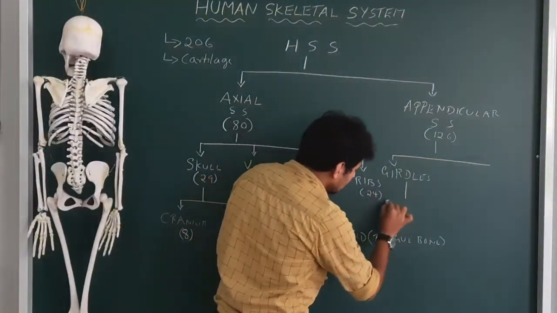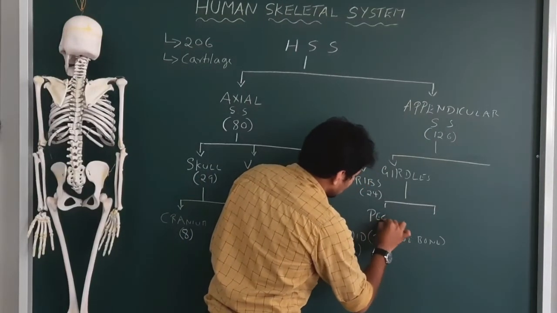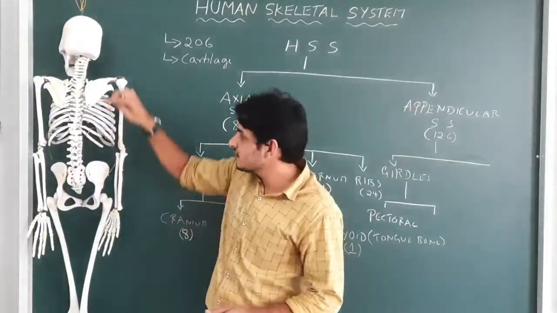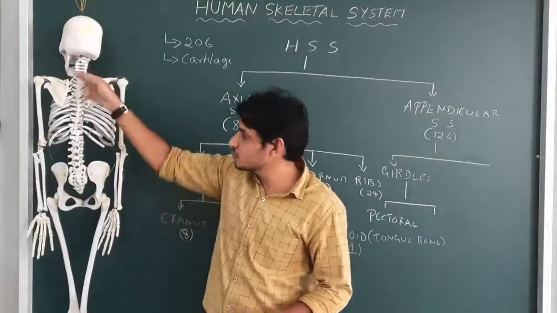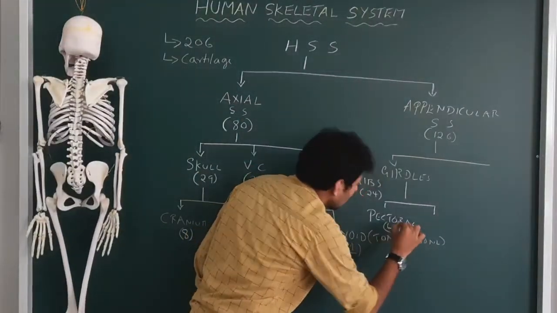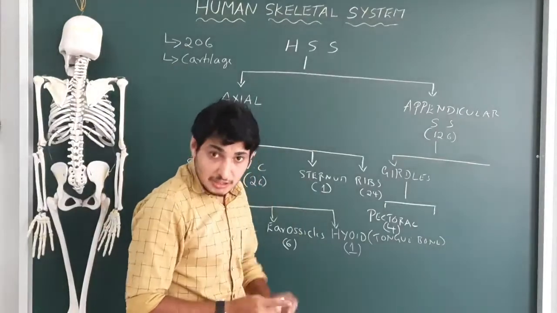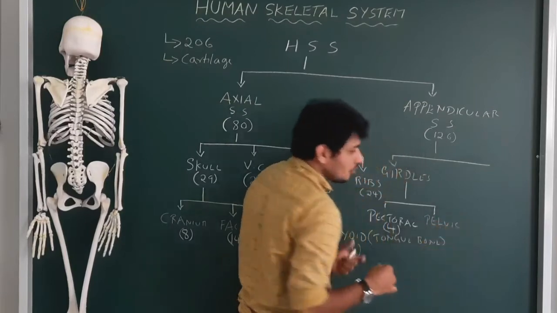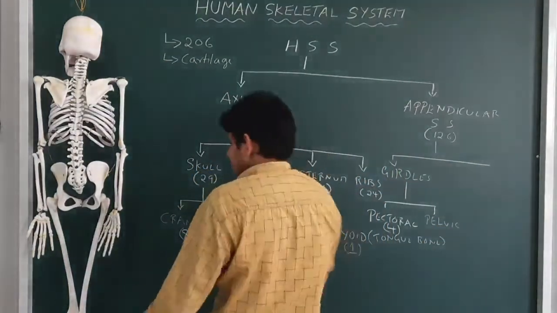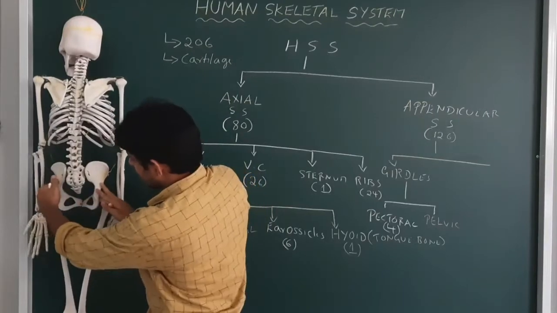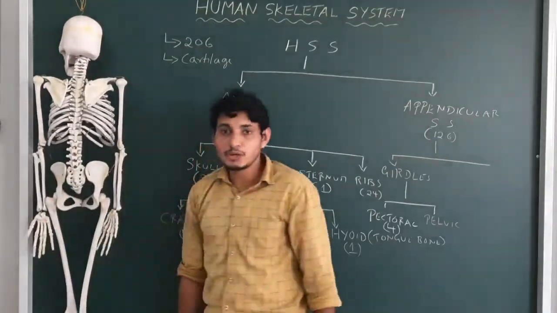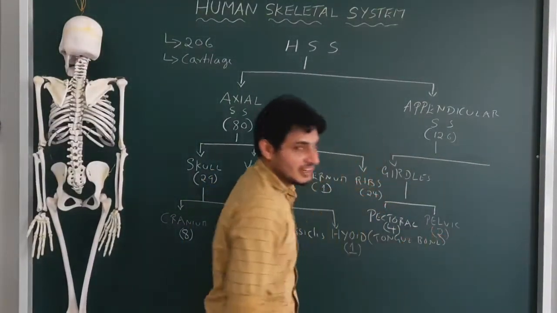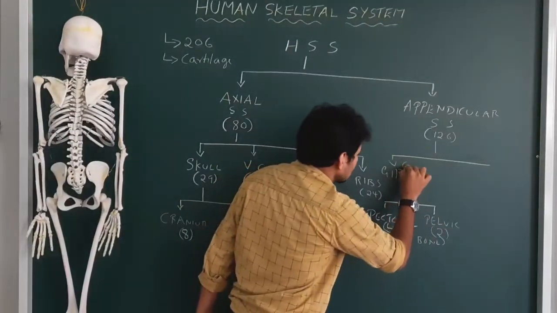Let me write here. One is the pectoral girdle. How many pectoral girdles are there? We have 2, but how many bones are there in it? Scapula, clavicle. 2 plus 2, 4. So let me write 4. We have 2 pectoral girdles but 4 bones. What about the other one? That is called the pelvis or pelvic bones. In this case you see one here and one here, so only 2 pelvic girdles. Let me write 2 here. If you count it, 4 plus 2 is 6. So girdle bones are 6.